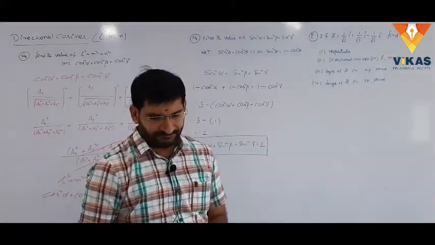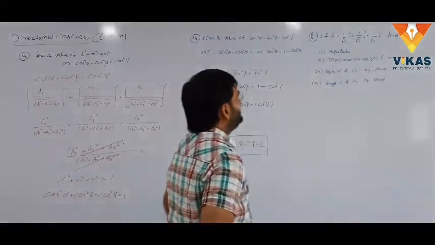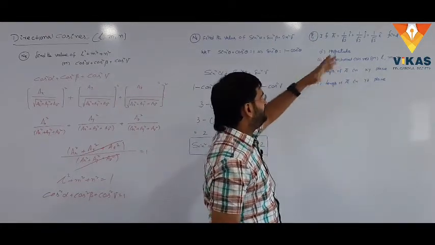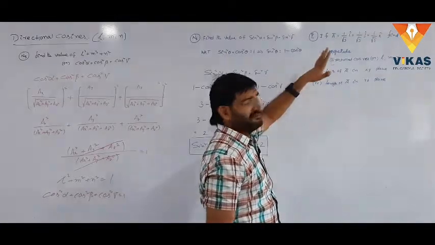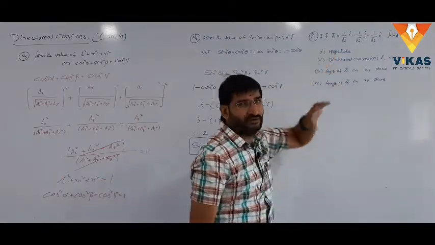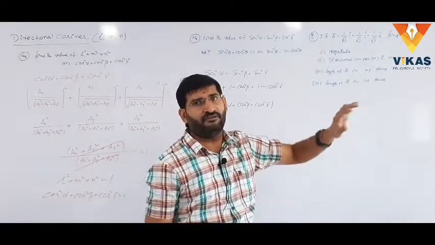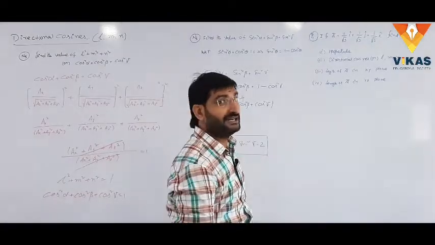This is a problem. Students, please listen. It's a very most important problem. All the concepts are included in this problem. Here the vector is given, that is a bar equal to 1 by root 3 into i cap plus 1 by root 3 into j cap plus 1 by root 3 into k cap. Find the values of the following. How to calculate the given values?